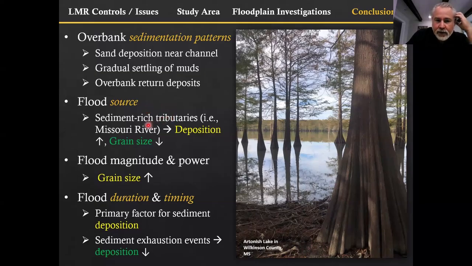Sediment-rich tributaries like the Missouri River result in more deposition in the floodplain, but the grain size tends to be finer grained compared to when you have more energetic floods that do not have as high suspended sediment concentrations. The flood magnitude and power definitely influence the grain size of the overbank sediments, with more sand percentages going even into distal floodplain environments. The duration and timing are very important. In fact, duration we would see is probably the primary factor for overall rates of sediment being deposited. Not necessarily the sedimentation intensity, but certainly the overall amounts of sediment in the floodplain.